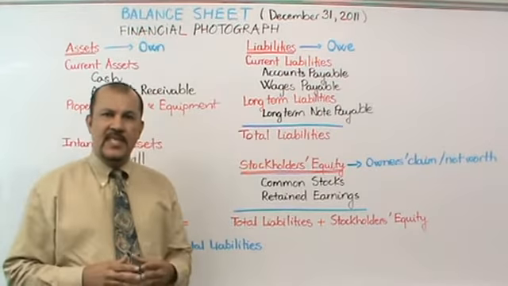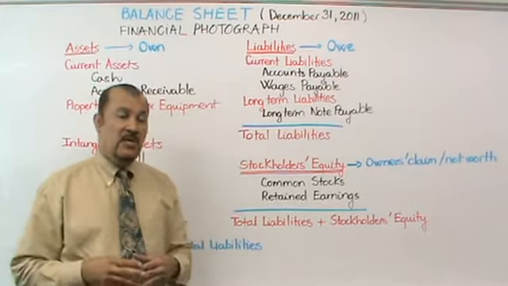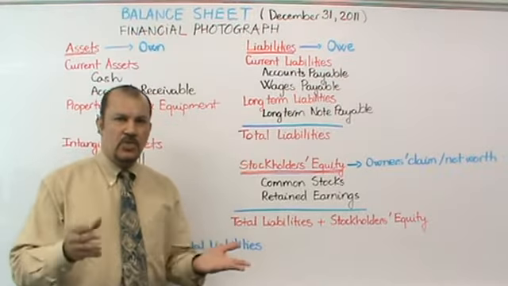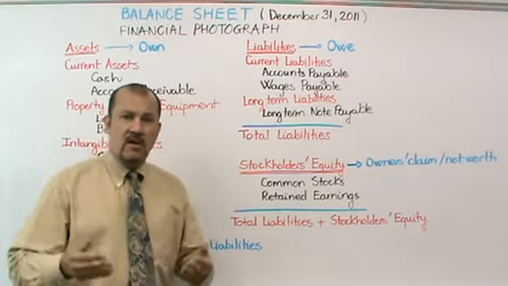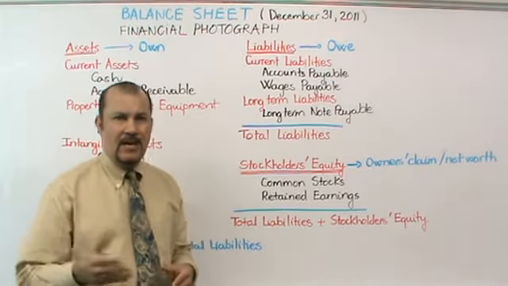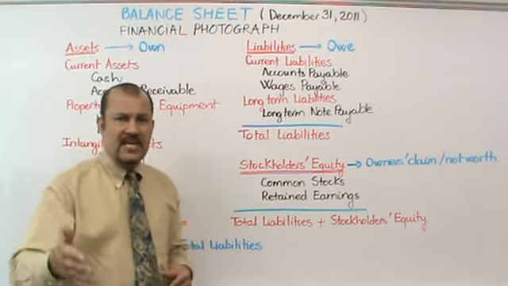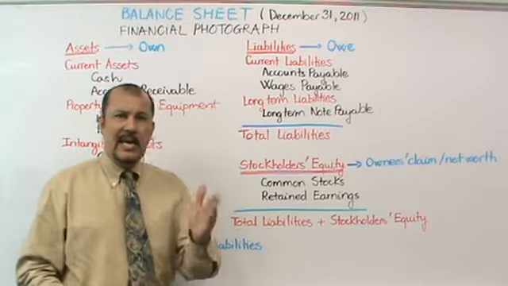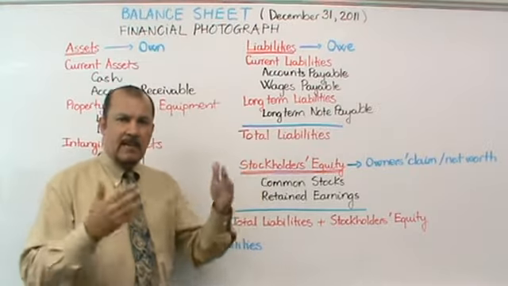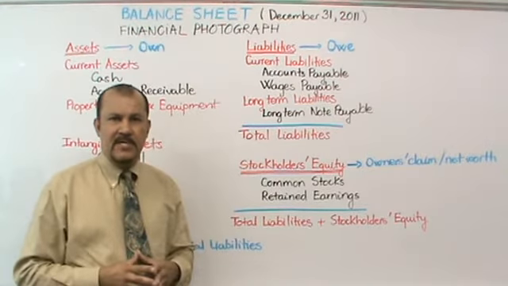Do you owe anything to anybody in your personal lives? Most of us do. It could be student loans, it could be a loan for your car, a mortgage on your house, money that you owe for your taxes. So these are all liabilities to you. Similarly, a company has various types of liabilities.